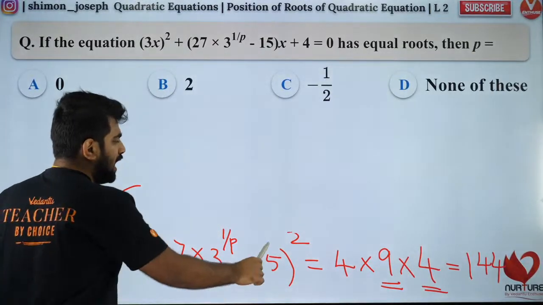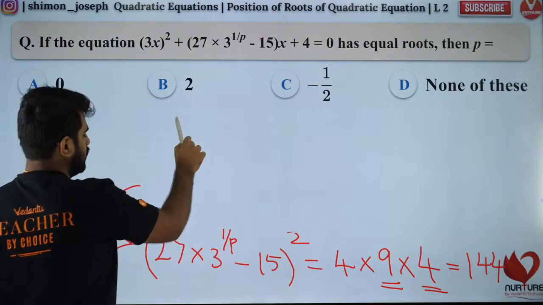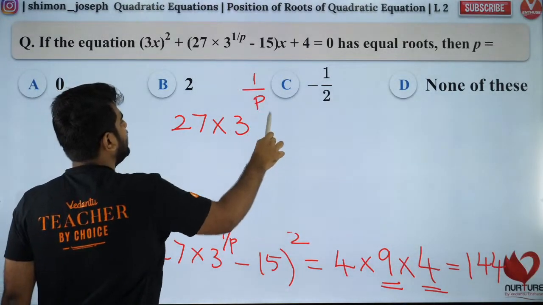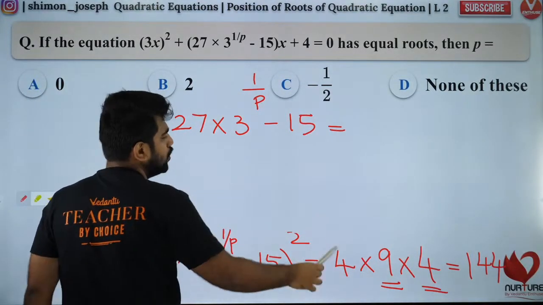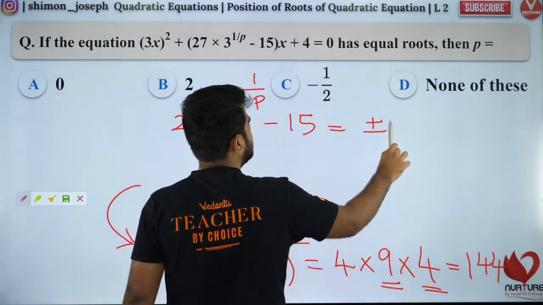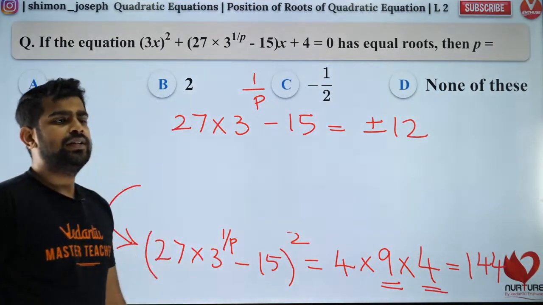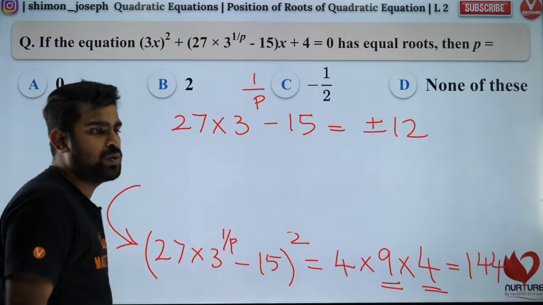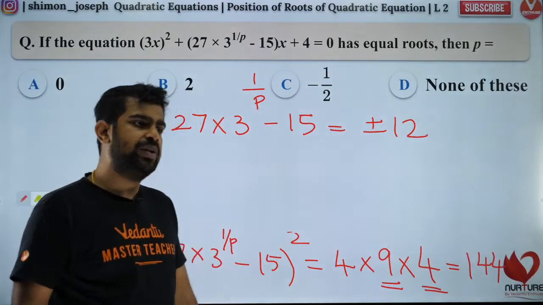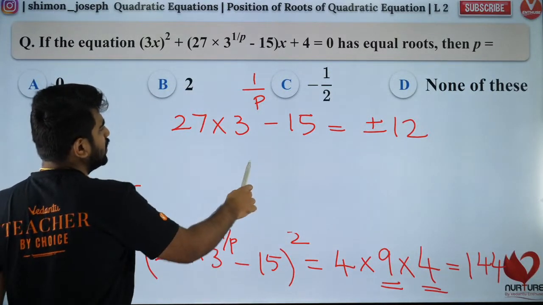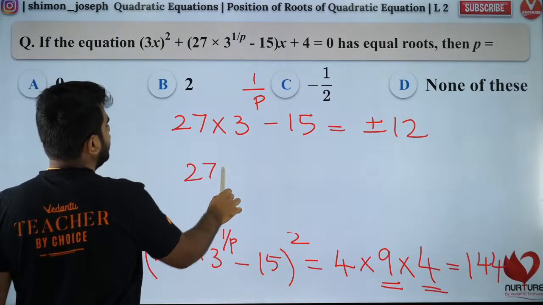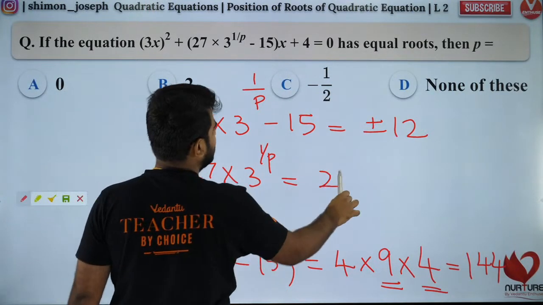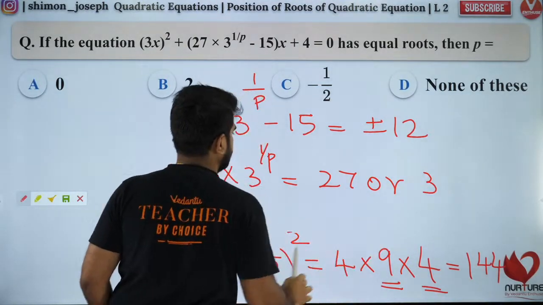So people, now I will take square root on both sides. So if I take square root on both sides, I will get 27 into 3 to the power 1 by 3 minus 15 is equal to square root of 144. I can say plus or minus 12. Square root of 144 is nothing but plus or minus 12. Are you all clear? Everybody? So now solve both of them. You will get what? 27 into 3 to the power 1 by p is equal to, it will be either 27 or it will be 3. Okay.